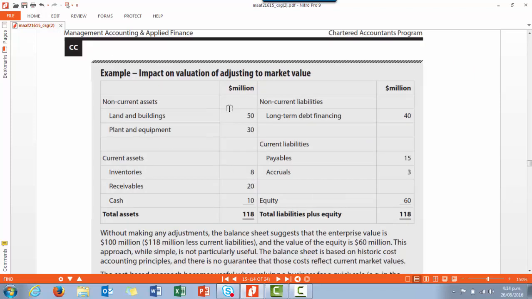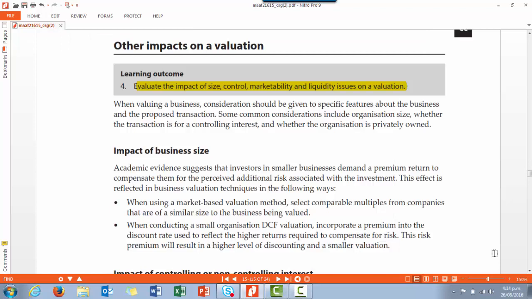Here is an example of a cost-based valuation where we are adjusting the value used on the balance sheet to take into account the current market value of those particular assets. Learning outcome 4 looks at evaluating the impact of size, control, marketability, and liquidity on the valuation of a business.